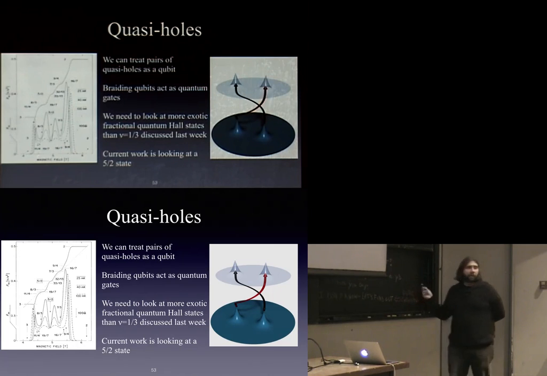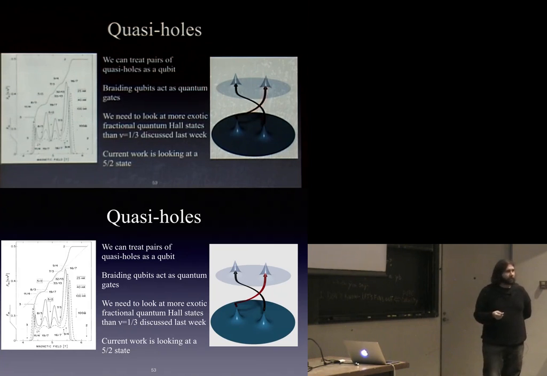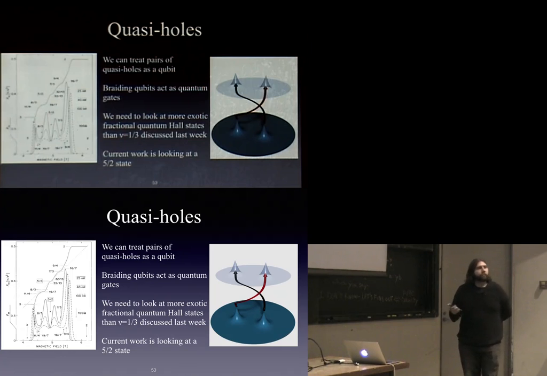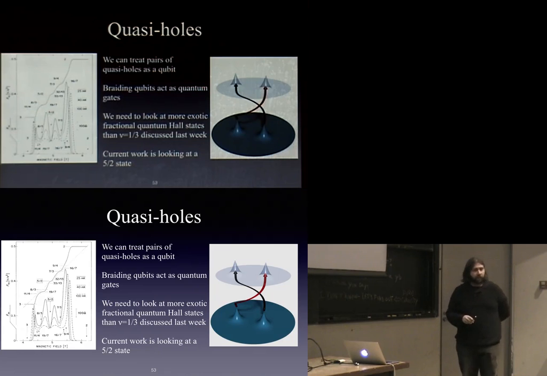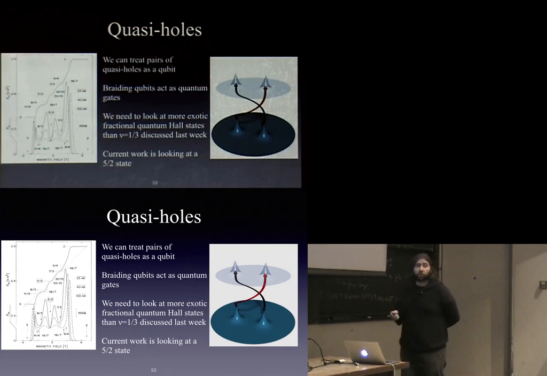So a couple comments. You can't really build a quantum computer out of the simple quasi-holes I discussed last week in the Laughlin one-third state. They're topologically non-trivial, but they're not non-trivial enough. What could work is the quasi-particles that are expected to exist in this observed five-half state. It's not entirely clear what exactly is going on in that five-half state, but their conjectures of what's going on in there are types of quasi-holes that you could use to really build a quantum computer.